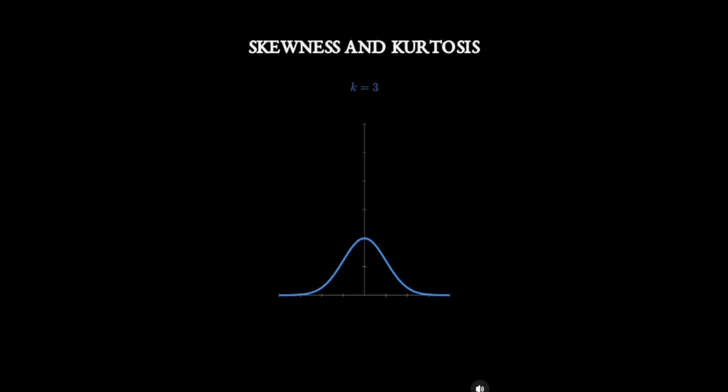Now, look at the peak's intensity. That's kurtosis. When k equals 3, it's our standard shape. But when k is greater than 3, you get a leptokurtic spike, tall, sharp, and hiding extreme risks in its heavy tails. When k is less than 3, you have a platykurtic plateau, flat, stable, and spread out. Skewness tells you the direction of the lean, but kurtosis tells you the impact of the extremes.